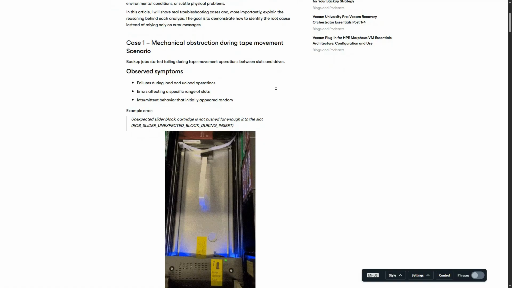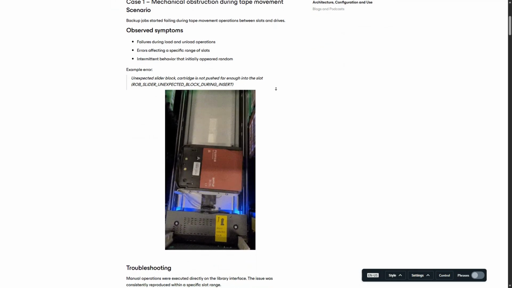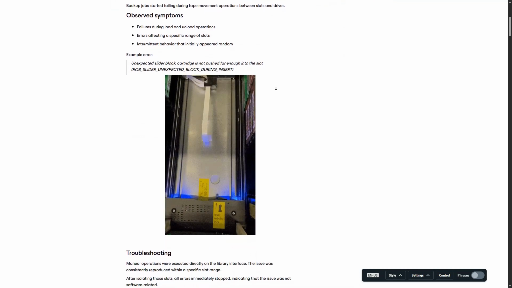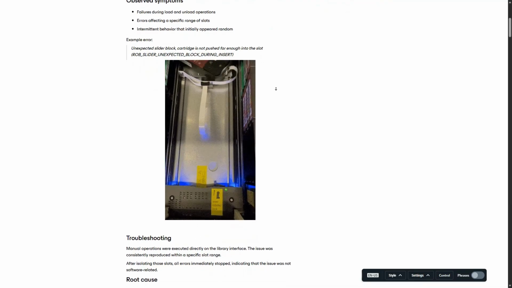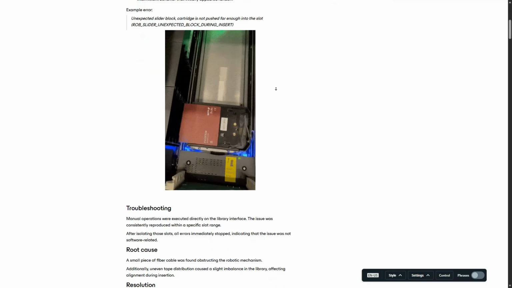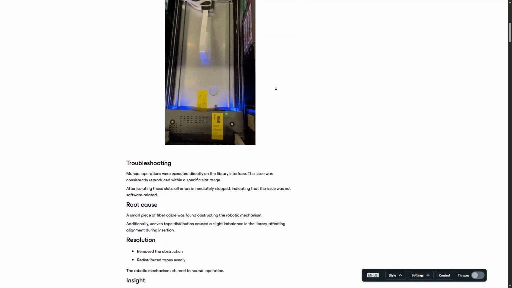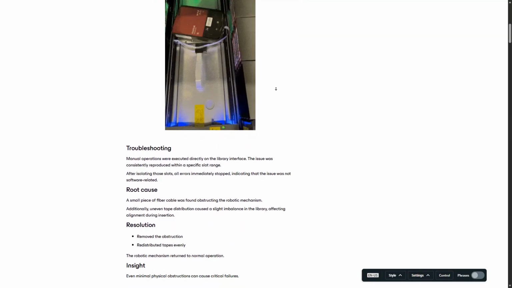He walks us through real Veeam tape troubleshooting cases, and shows how errors that might just look random, stuck tapes, input output errors, cartridges marked as bad, often turn out to be more mechanical or environmental or firmware related, not actual tape failure. So pay attention to that.